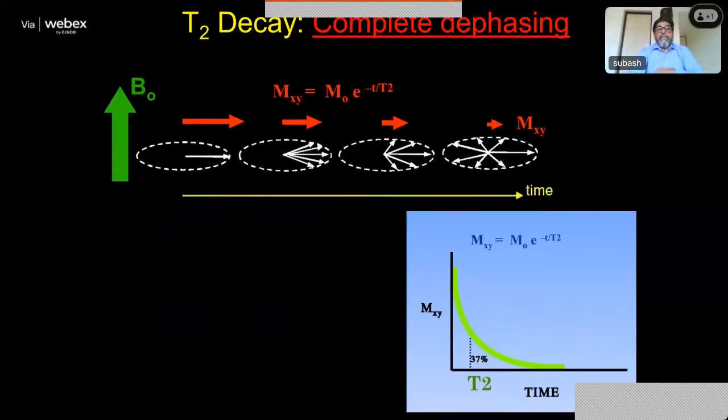Similarly, there is the T2 relaxation time. This is a decaying exponential function, where Mxy decays as M0 e to the power minus t upon T2, where T2 is the relaxation time. Here you see that after the 90-degree pulse was applied, Mz came to Mxy fully, then slowly these spins start dephasing, and at time T2 about 37% of the magnetization is left. This is how the T2 decay happens.